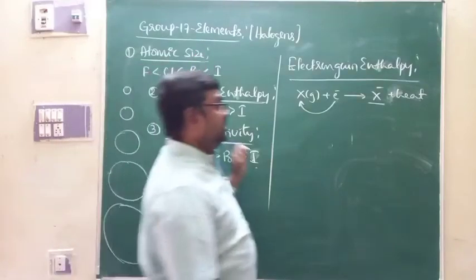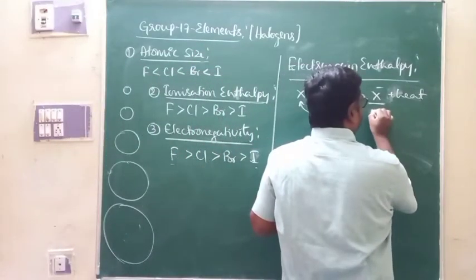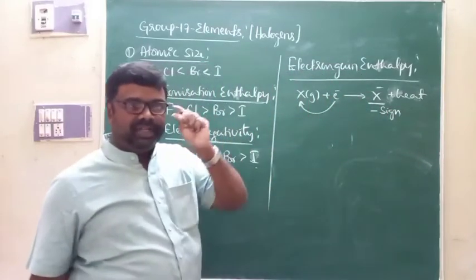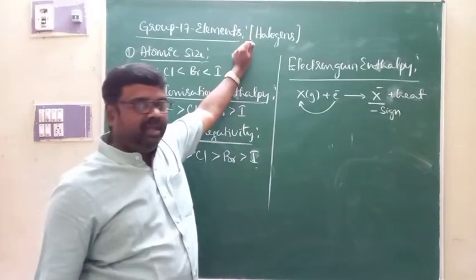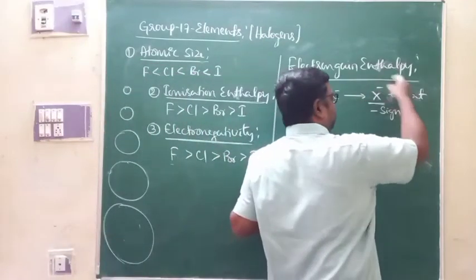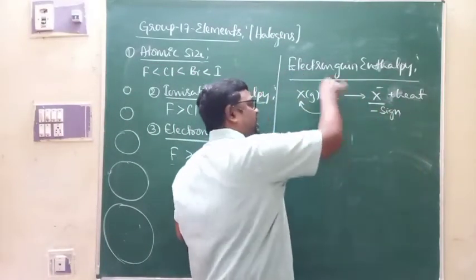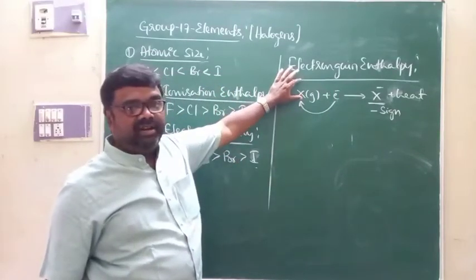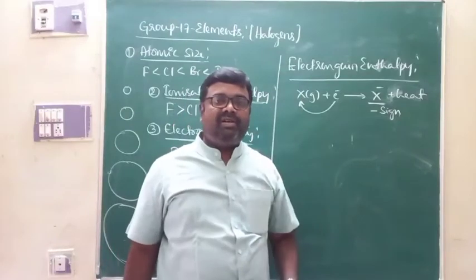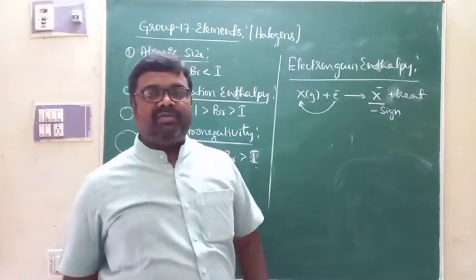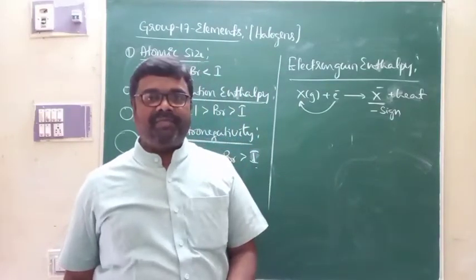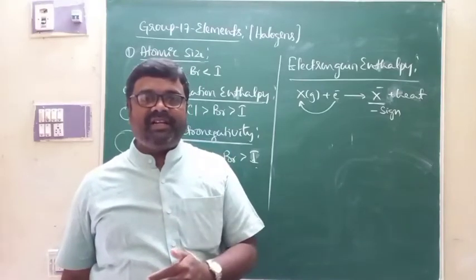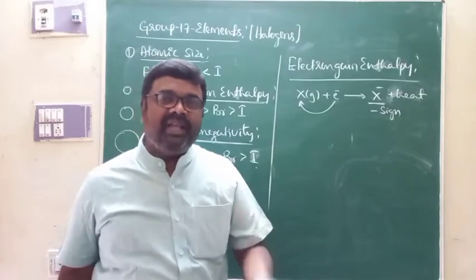I already said electron gain enthalpy is expressed using a negative sign. As the amount of energy liberated increases, electron gain enthalpy also increases. I already said electron gain enthalpy is a direct measure of the ability of an atom to hold an extra electron, and that depends on the size of the atom. As the size of the atom decreases, electron gain enthalpy increases.